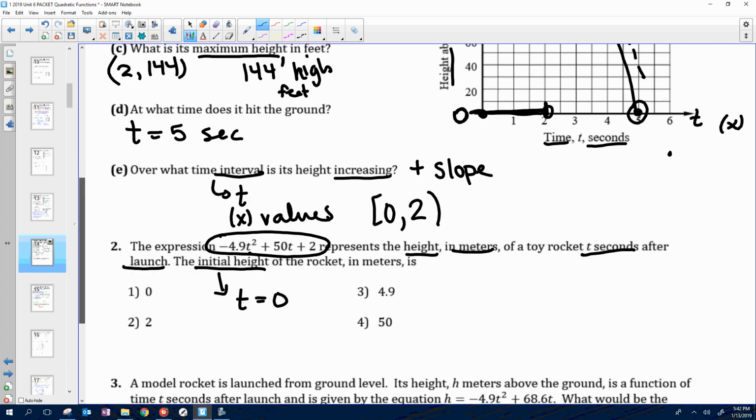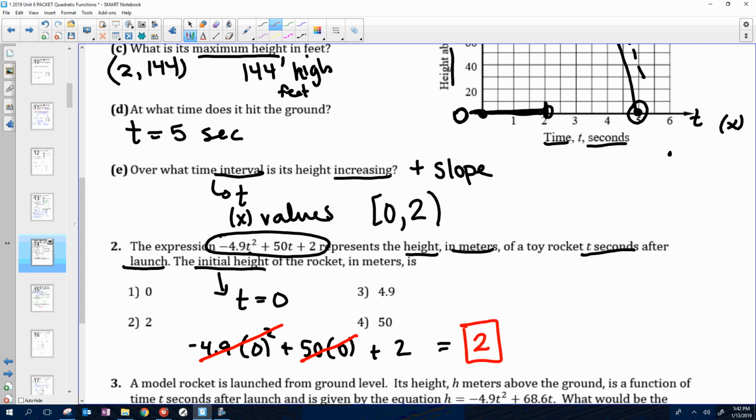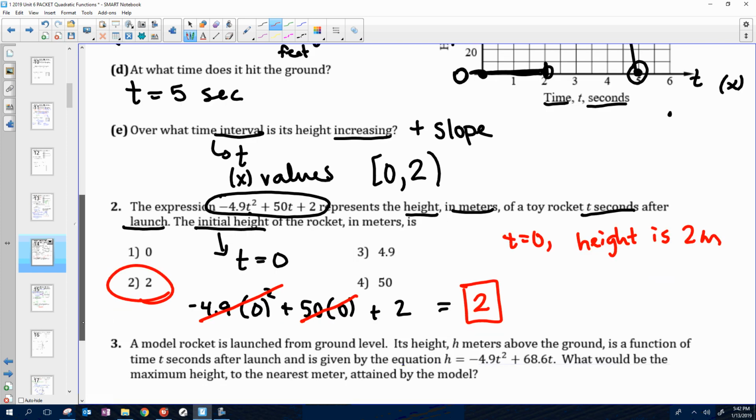So we don't need to graph this. We could just put the 0 in for t, square it, 50 times 0 plus 2. And what you're going to find is all of this is times 0 and all of this is times 0, and you're left with 2. So when t equals 0, the height is 2 meters. That's choice 2.